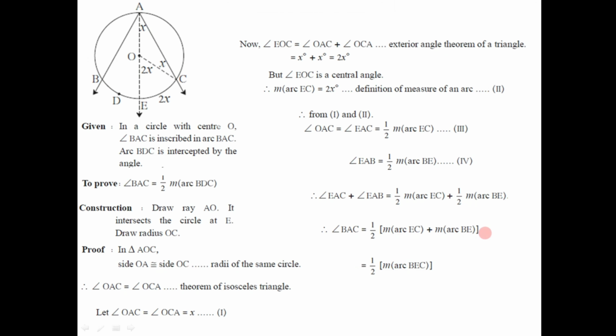That's why we replace here the measure of arc EC plus the measure of arc BE by the measure of arc BEC. So we have 1/2 measure of arc BEC. And the measure of arc BEC can also be named as the measure of arc BDC. So we get here angle BAC is equal to half of the measure of arc BDC. That is what we wanted to prove. So this is the inscribed angle theorem.